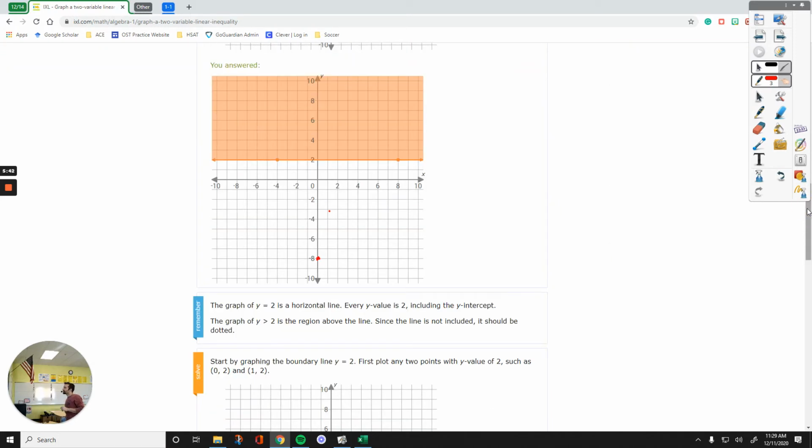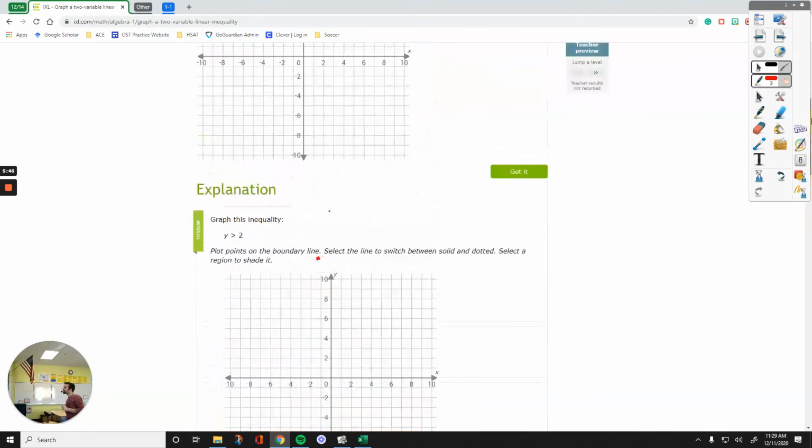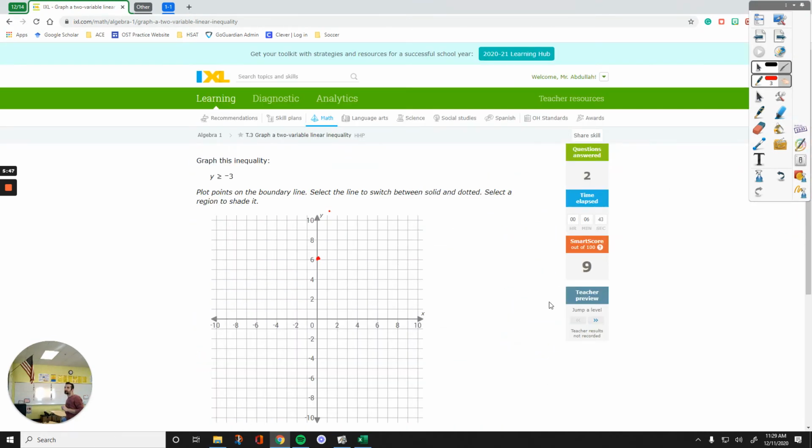Yeah, I did a solid line. So it is supposed to be a dotted line. As I said before, let's just redo another question. Okay. Here we are working on the vertical line again.